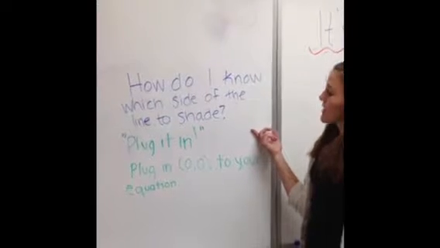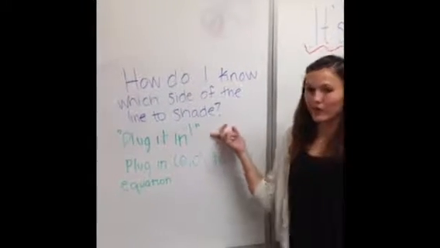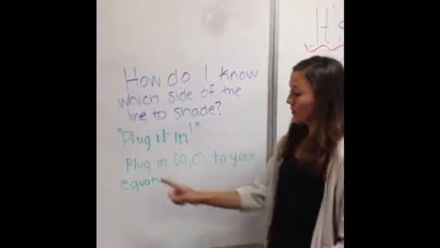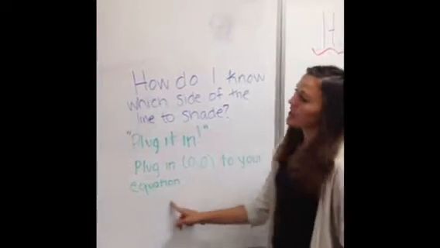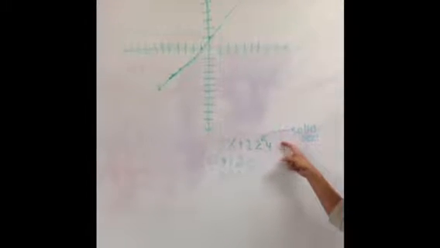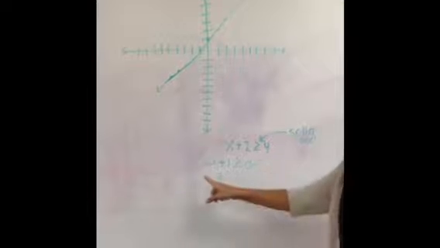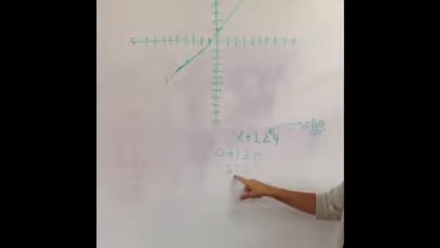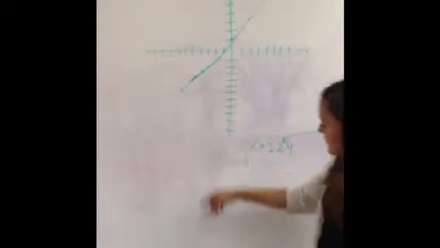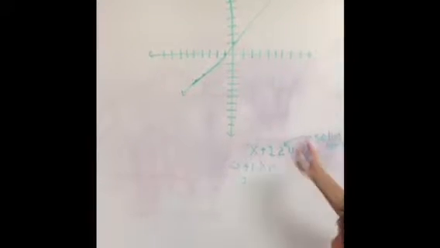How do we know which side of the line to shade? You want to use the plug-in method. So you'll want to plug in a simple point like 0, 0 into your equation. For an example, we're going to plug it into x plus 1 is greater than or equal to y. 0 plus 1 is greater than or equal to 0. 1 is greater than 0. So it is true, so you will shade the side with 0, 0.